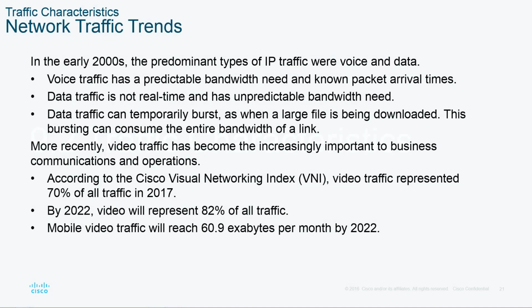And some of the different characteristics of traffic. Back in the early days, all we had to deal with was data traffic. There wasn't any unpredictable bandwidth need. We didn't have video and audio streaming constantly. And as you can see, according to the Cisco Visual Networking Index, 70% of the traffic in 2017 was video. By 2022, video is going to represent 82% of the traffic.